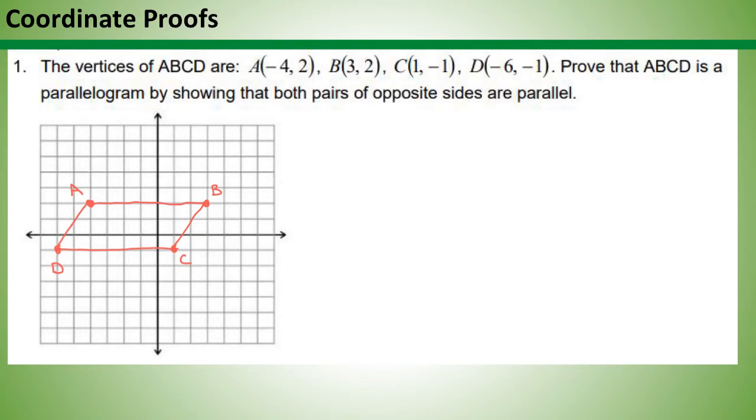And this problem is asking me to prove that ABCD is a parallelogram by showing that both pairs of opposite sides are parallel. So I have to find the slope of my opposite sides. If those slopes are exactly the same, then they are parallel. So let's start with the slope of AB.